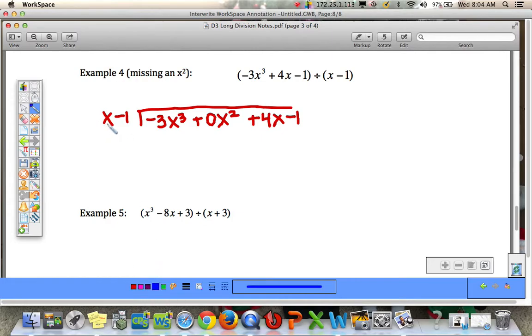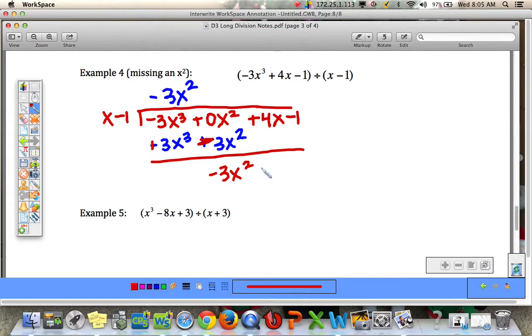And the steps are the same. How many times does x go into negative 3x cubed? Negative 3x squared times, you multiply. Do the opposite. So this is a plus, this is a minus. We get negative 3x squared, carry down the plus 4x. How many times does x go into negative 3x squared? Negative 3x times, you multiply. Negative 3x times negative 1 is plus 3x. We do the opposite, so plus minus.